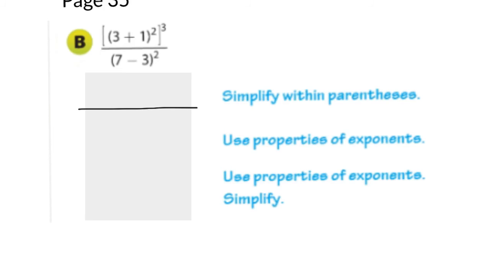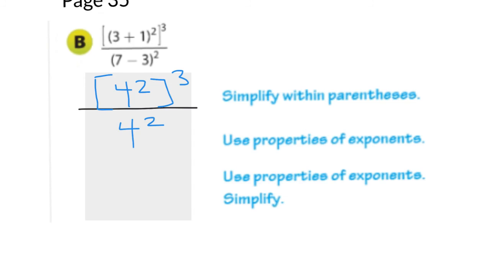So let's take care of our numerator. We're still going to have our brackets. 3 plus 1 is 4. We're going to have 4 squared, and that's to the 3rd power. And on my denominator, 7 minus 3 is 4, so I'm going to have 4 squared.